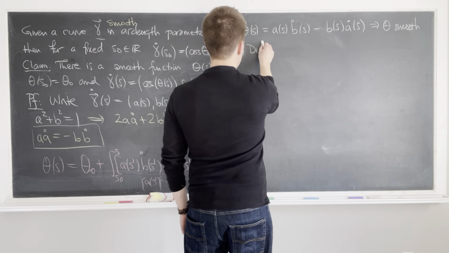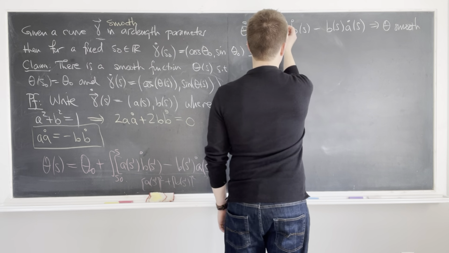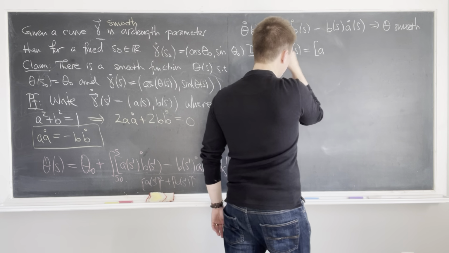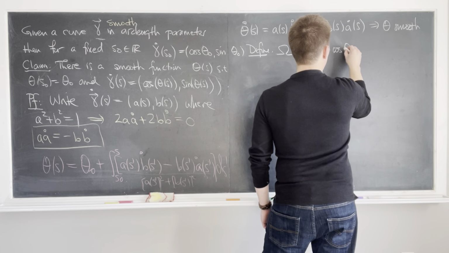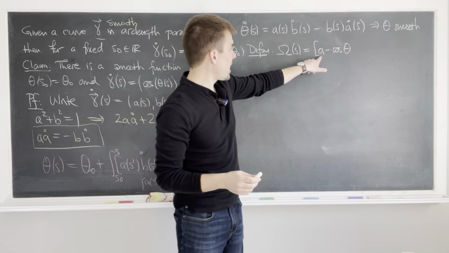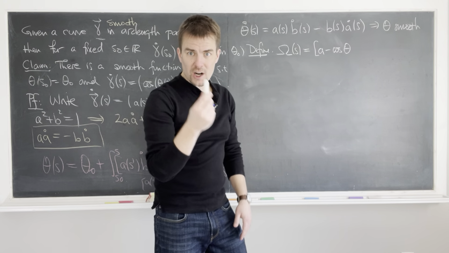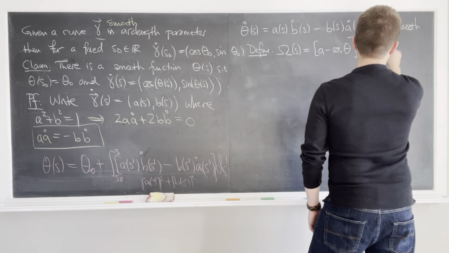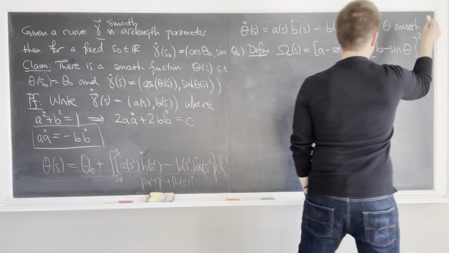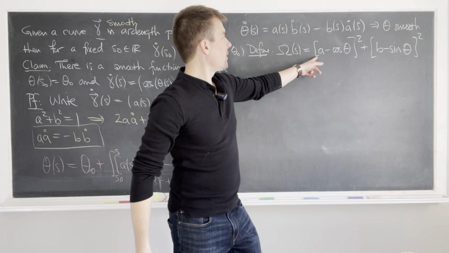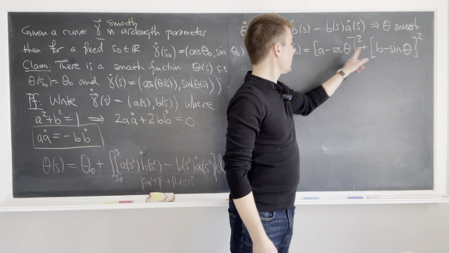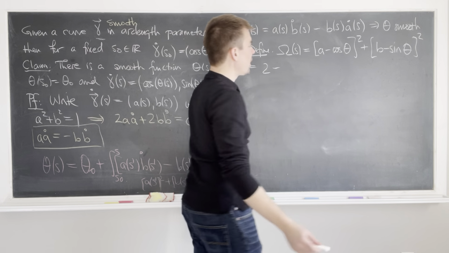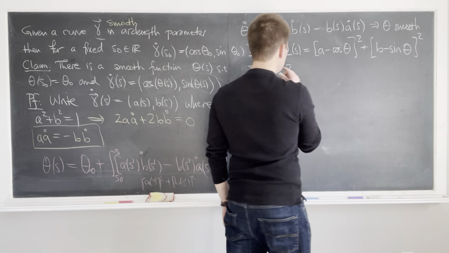Now define a function omega of S to be A minus the cosine of theta, quantity squared, plus B minus sine of theta, quantity squared, right? Again, I'm suppressing the S here, so there should be an A of S and cosine of theta of S. I'm just trying to conserve chalk because chalk is a very valuable commodity, right? Okay, so if I FOIL this out, I'm going to have A squared plus B squared. That's going to be a 1. Cosine squared plus sine squared gives me a 1. So I get a factor of 2. So this is equal to 2 minus, and then the cross terms are going to be 2 times what?